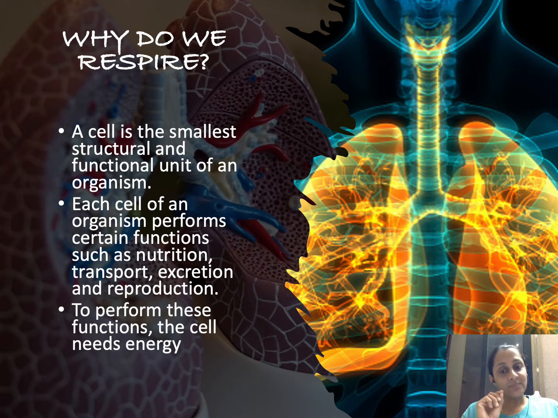So cell is the smallest unit, but when all the cells combine together, they form different organs, they form different organ systems, and that is how we all are made. Now each cell of an organism performs certain functions such as nutrition, transport, excretion and reproduction. To perform these functions, because they're doing some work, the cell will need some energy. And from where will it get this energy?